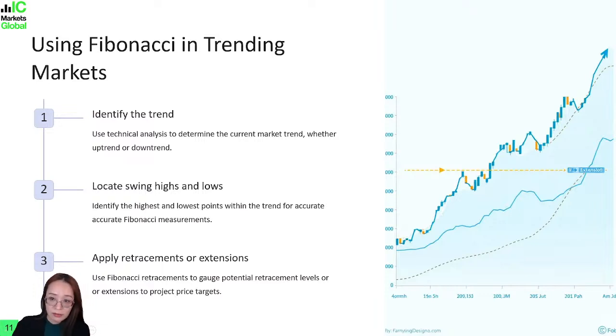Using Fibonacci in the trading market, you can identify trend. Use technical analysis to determine the current market trend, whether uptrend or downtrend. So you need to look at market structure. If price keeps making a higher low, then you know that is bullish or uptrend. If downtrend, it makes a lower high. That's why you need to identify the swing high, which is the highest, and the swing low, the lowest point within the trend, for accurate Fibonacci measurement. Apply Fibonacci retracement or extension.